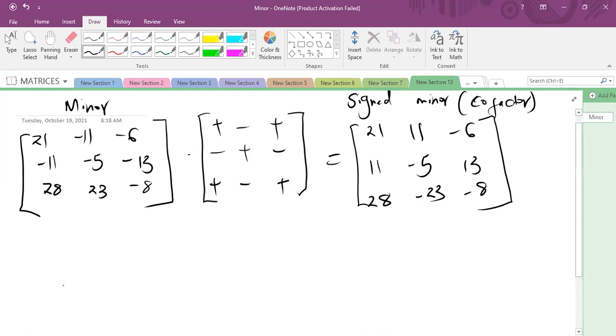But how do we get the adjoint? Because remember, we wanted to get A inverse, and we said A inverse is equal to 1 over the determinant of A multiplied by adjoint of A. And we said that adjoint of A is given by cofactor transpose. So if we transpose the cofactor, we get this. So this is the cofactor. So what is the transpose of this? So I will have 1 over the determinant.